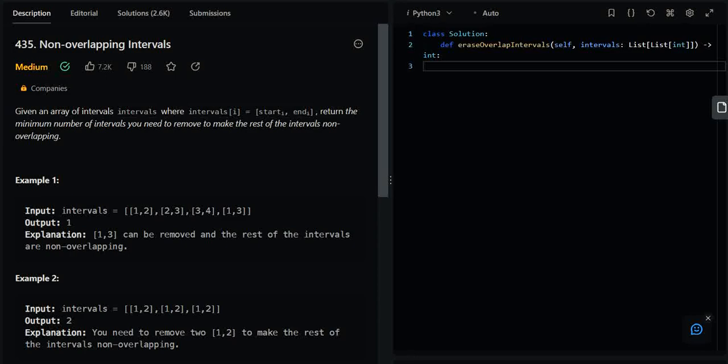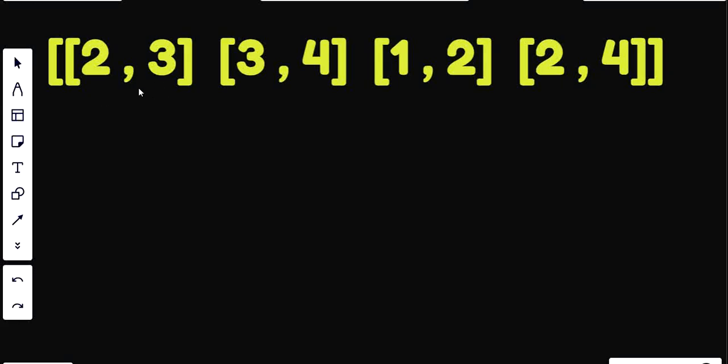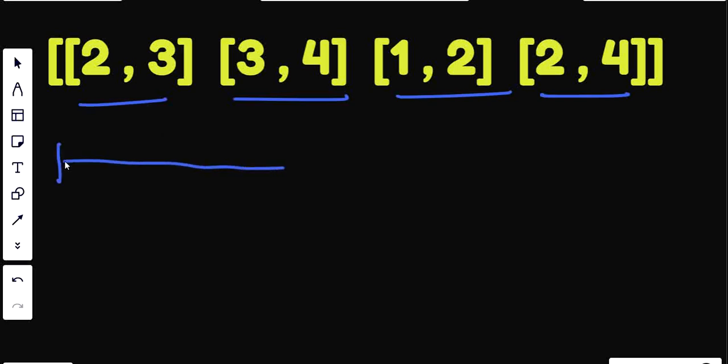We are given an intervals array, and we have to remove some of the intervals from this array in order to make the rest of the intervals non-overlapping. So let's try to understand this question using this example. These are the intervals, and we need to eliminate the intervals which are overlapping. How can we understand which interval is overlapping? Let's try to visualize these intervals on a number line so that we can see the overlappings easily.